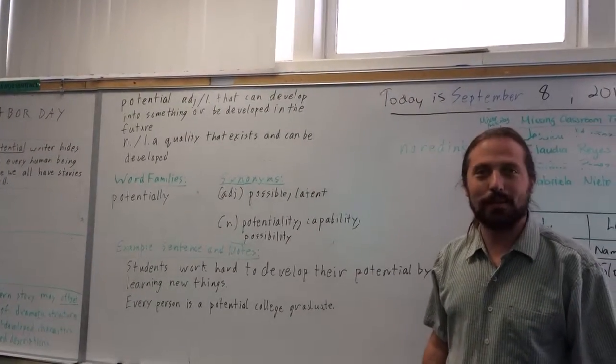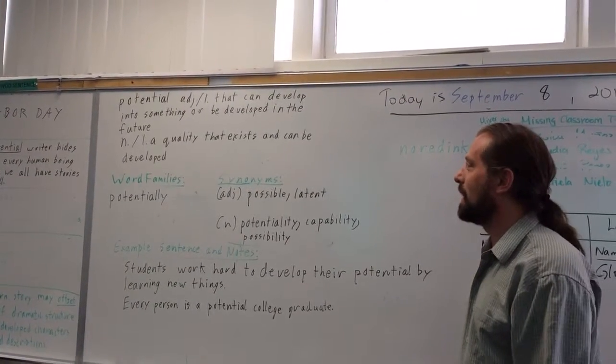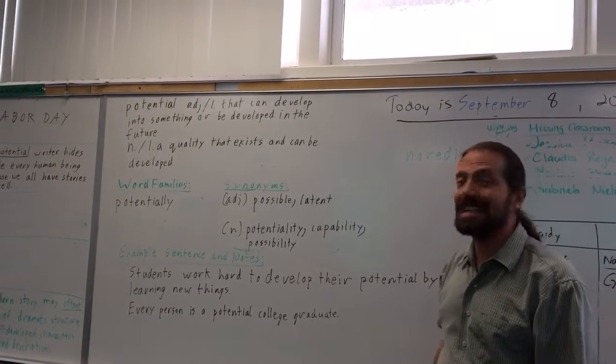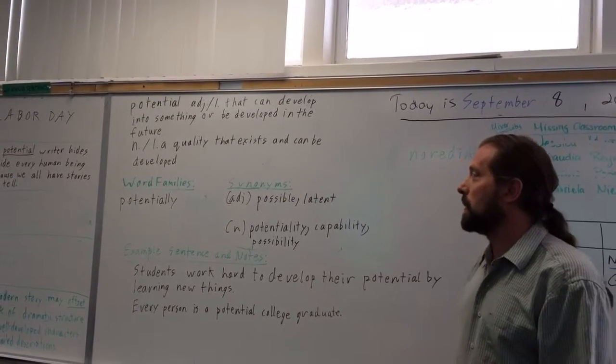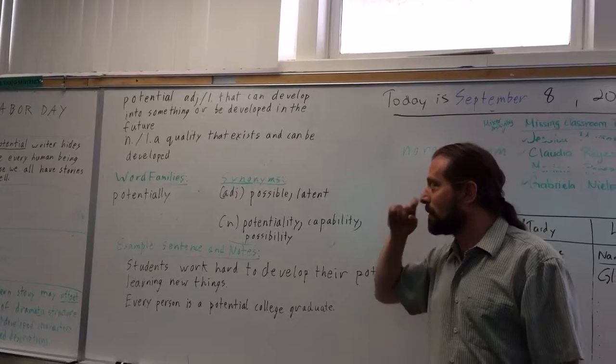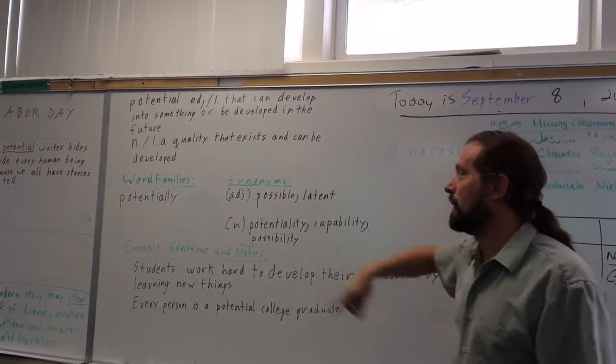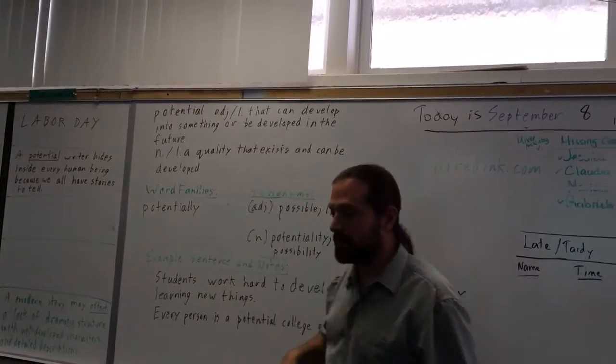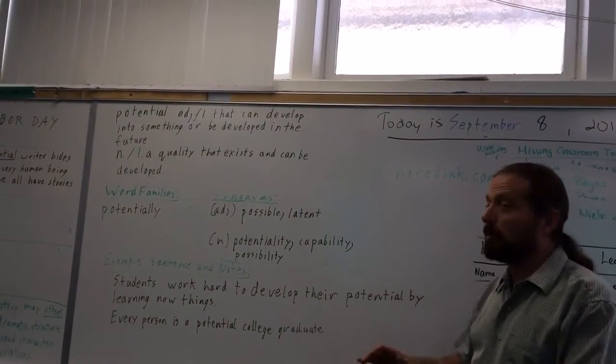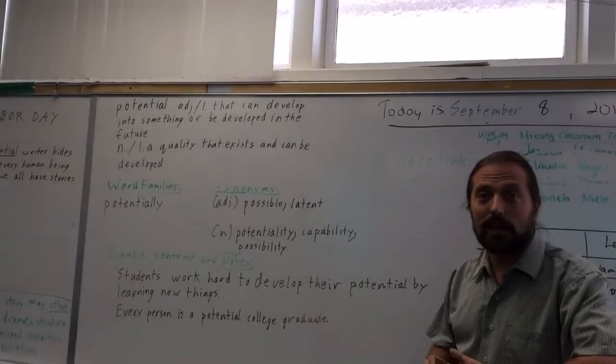We're beginning week 2 of vocabulary, and today we're going to learn about the word potential, which, notice, is different. In Spanish it's spelled with a C, in English it's spelled with a T, right here. So don't spell it with a C. But it is similar to the word potencial in Spanish.